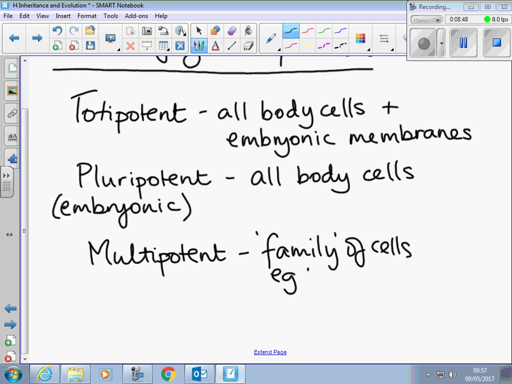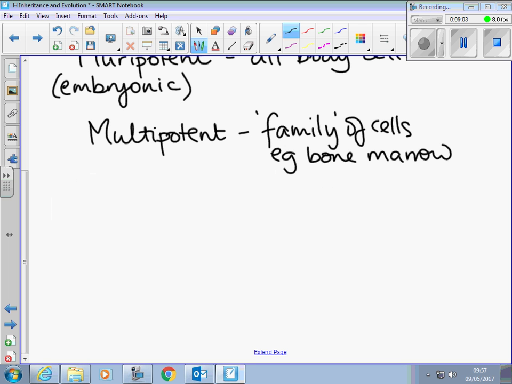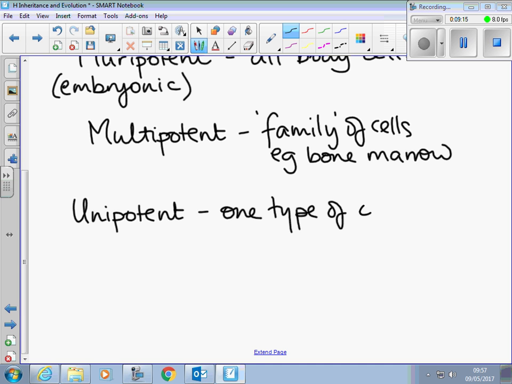So, like I say, e.g. bone marrow. And then you end up with these unipotent ones, which are just producing one type of cell. And you think, well, are they unipotent then? Aren't they just that sort of cell? No, because there are some definitions of stem cells that I need you to know. So unipotent. There are other words that are used as well, but we will stick with these for now.